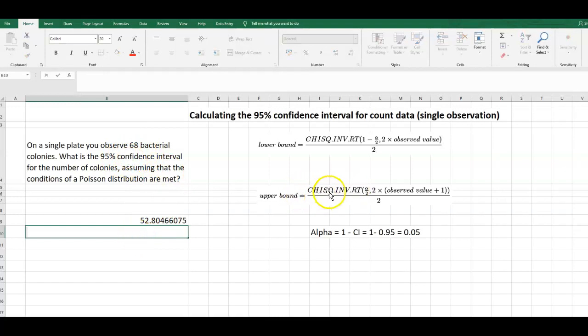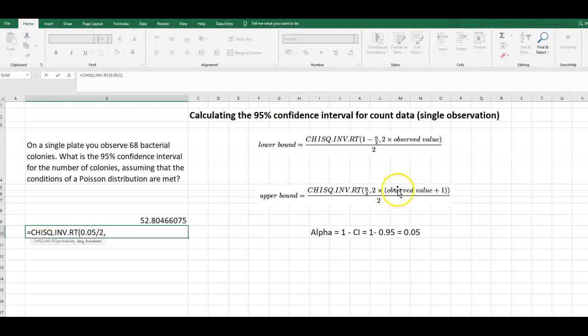Now we can also calculate the upper bound. The equation is slightly different here. It differs in these two arguments. Equals CHISQ.INV.RT. So that is this one. Now we need to calculate alpha half. So that is 0.05 divided by 2.